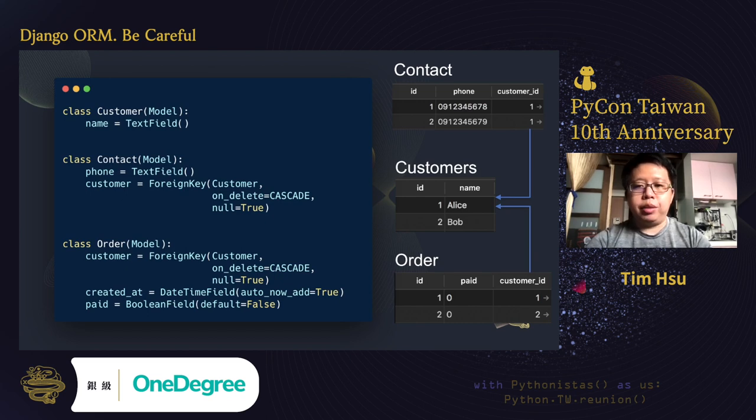For another example, I explain more models and data in our shop. Here are models for customer, contact, and order. The contact model and order model have foreign keys pointing to the customer model. And we have two customers, Alice and Bob. Alice has two pieces of contact information, Bob has no contact information. Each customer has one order.